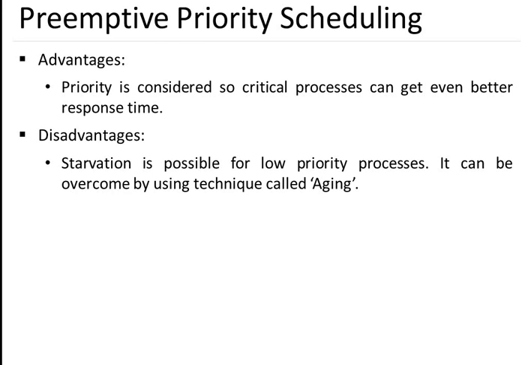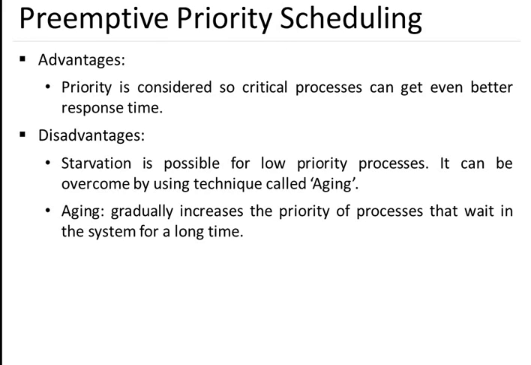Disadvantage: starvation is possible for a low priority process, and it can be overcome by using a technique called aging. In this technique, you gradually increase the priority of the processes that wait in the system for a long time. Also, context switch overhead is there, even compared to the non-preemptive priority scheduling algorithm. So that's all about preemptive priority scheduling.